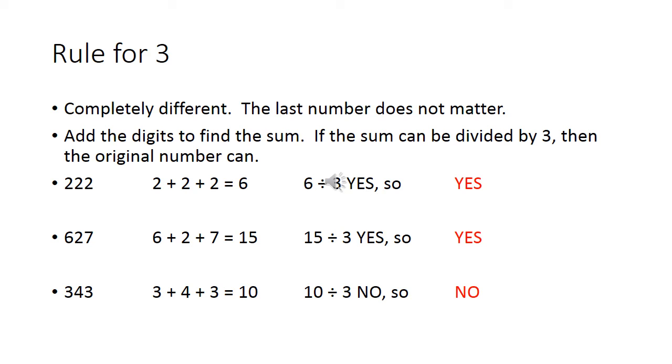343, if we add up 3 plus 4 plus 3, we get 10. Can I divide 10 by 3? No. So no, I cannot divide 343 by 3. The rule for 3 is really important whenever you're doing anything with reducing fractions, because you don't want to waste a lot of time dividing by 3 only to find out that it doesn't work.